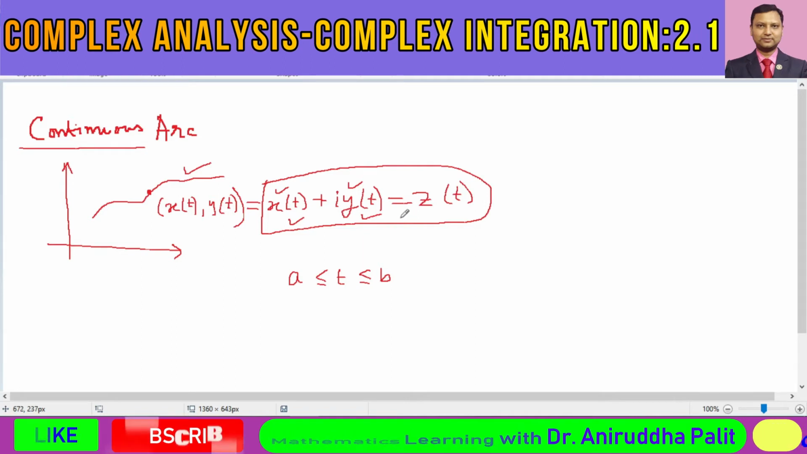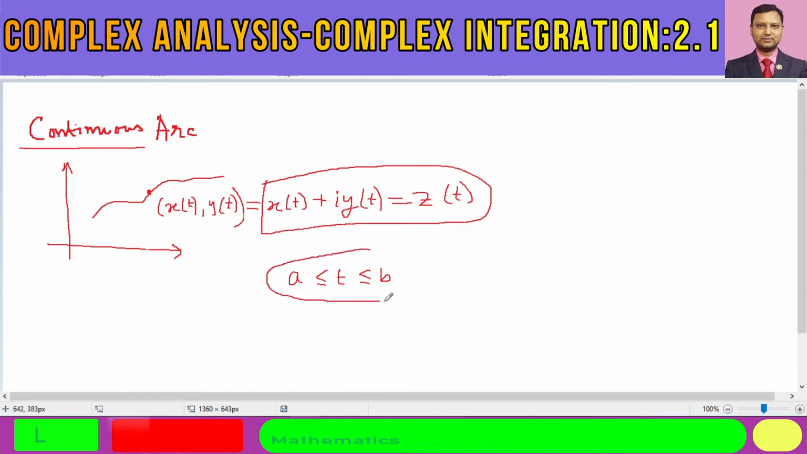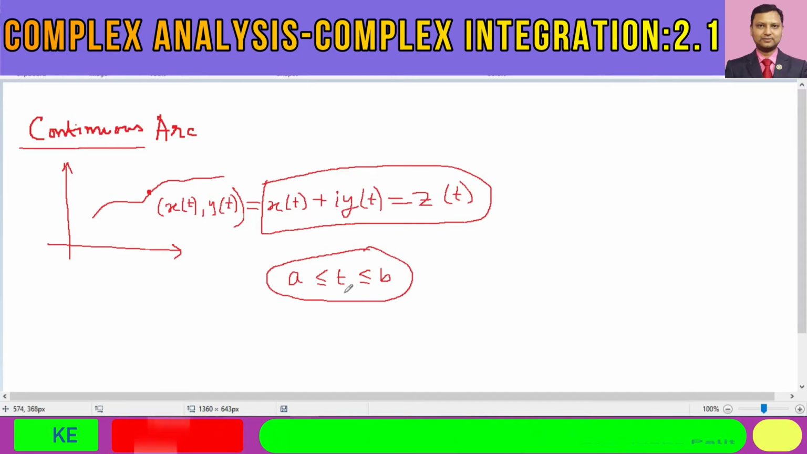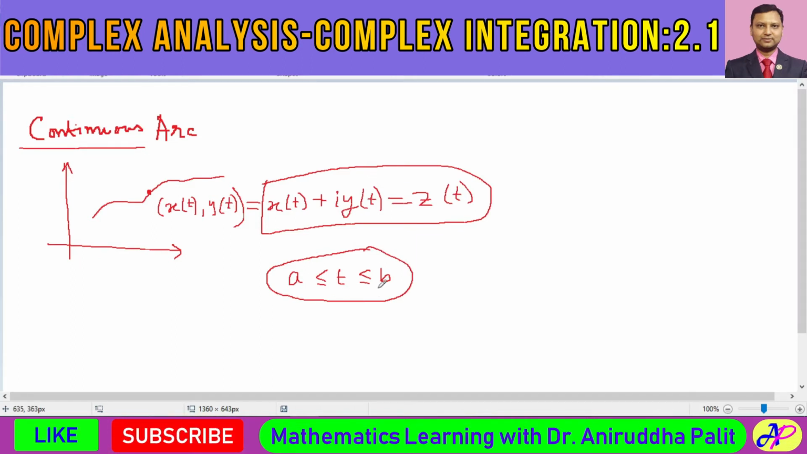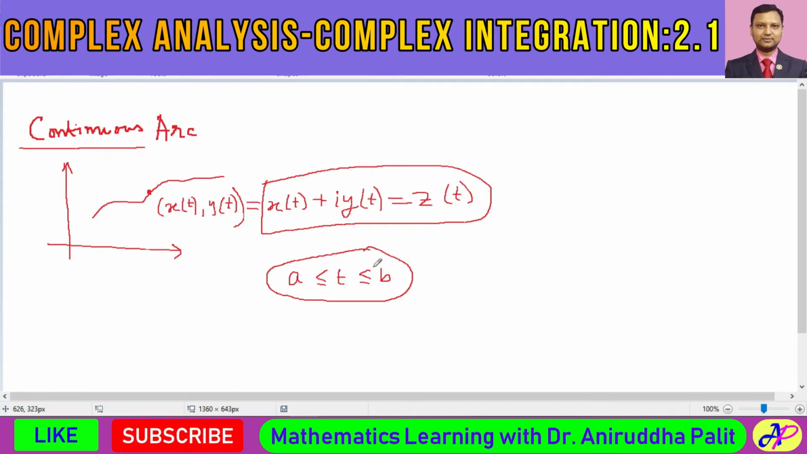Clear? So over here, a continuous curve means their corresponding component functions x of t and y of t should be continuous functions of the parameter t in the corresponding domain of definition. Over here, a less than or equal to t less than or equal to b is the domain of definition. So this is the definition of a continuous arc or continuous curve.